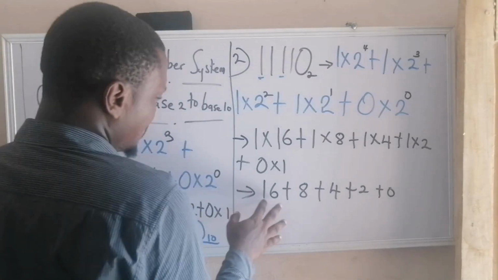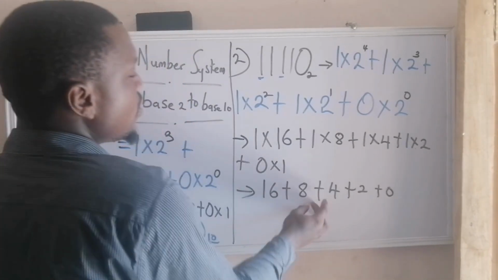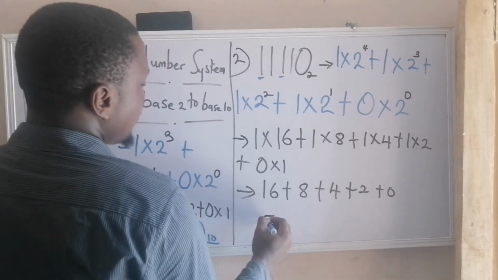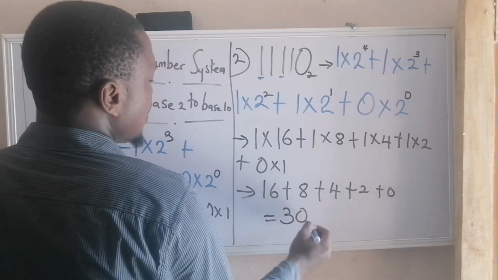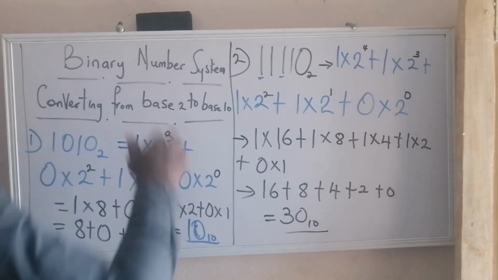So you add it together. What is 16 plus 8? 16 plus 8 is 24. 24 plus 4, that will be 28. 28 plus 2 will be 30. So our final answer is 30 base 10. 30 what? Base 10. So we are going to another subtopic.